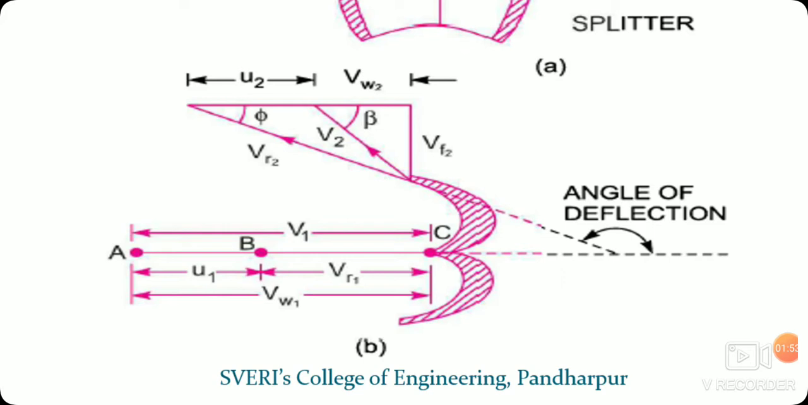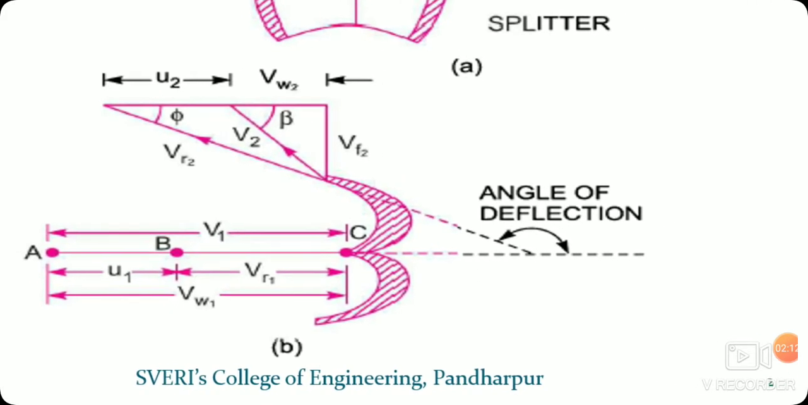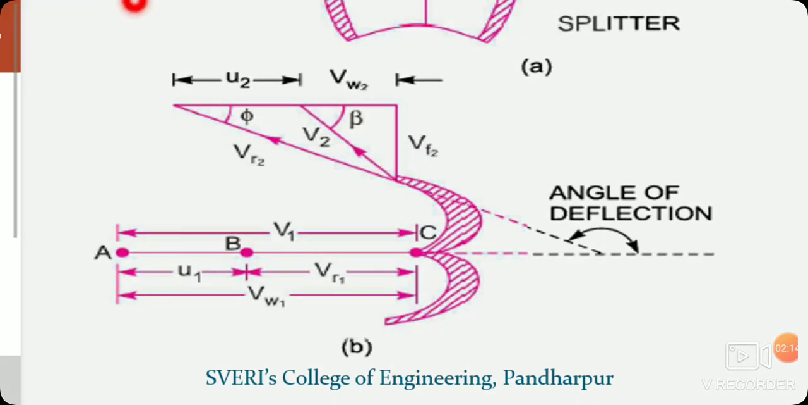This is a hemispherical bucket, or you can call it a hemispherical vane of the Pelton turbine. So this portion is there. At the point C, it is called the splitter. This splitter splits the jet into two parts. One is going to this particular side and the other is going in the downward side.